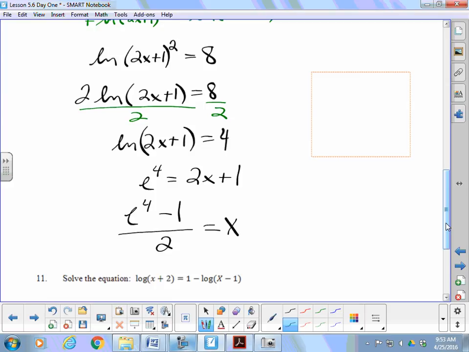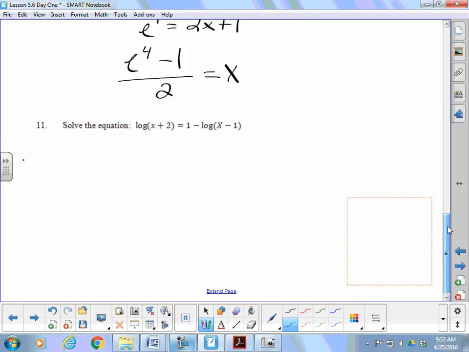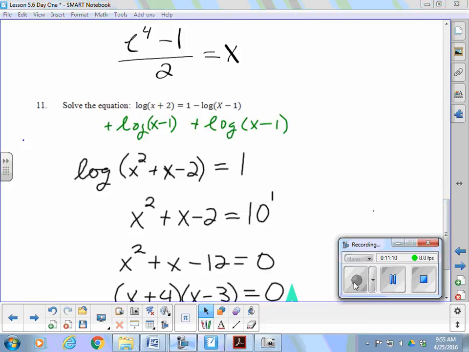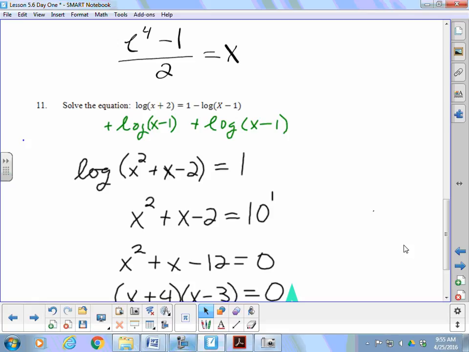Okay? That should be easy. That should be easy. All right, go ahead and do 11. Okay, so we add log both sides. So we've simplified it so we have a simple logarithmic equation. So now we're going to change it to exponential here, because 10 to the first power equals x squared plus x minus 2.